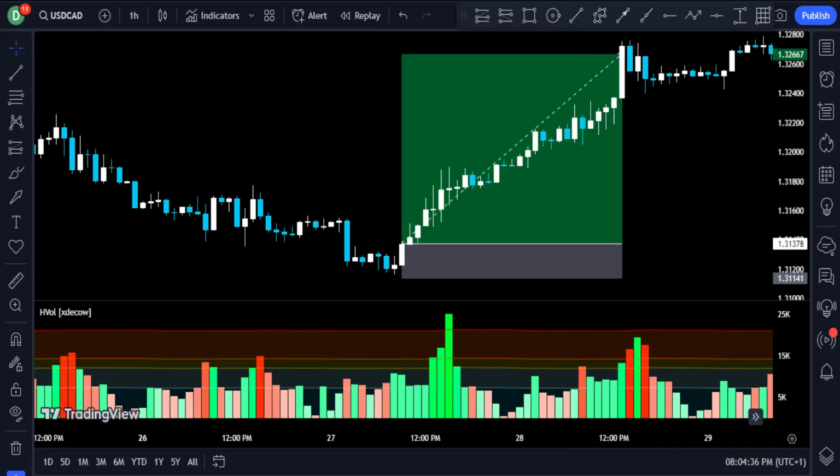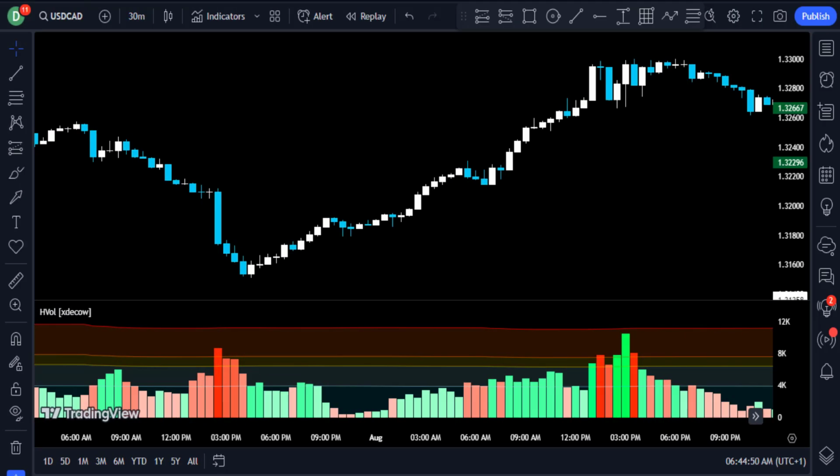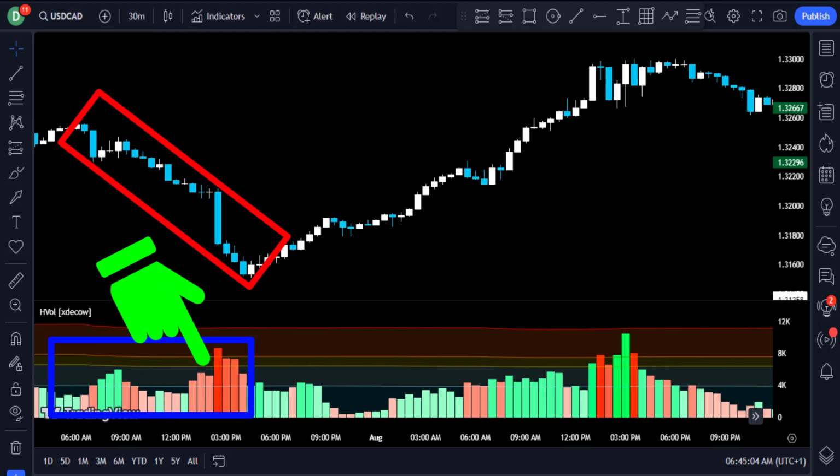Now, let's take a look at one example with the Heatmap indicator. Here is an example of a trade with the Heatmap indicator. We are still trading on the price of the US dollar with the Canadian dollar currency pair, but now on the 30-minute time frame. Now, you can see that the price has been predominantly in a downtrend, and there have been some spikes in the red histograms, indicating the presence of more sellers in the market.